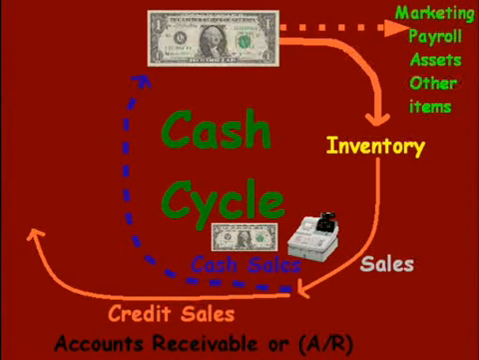The next component is the credit sales, or accounts receivable, and that goes to collection, and then eventually the collected money goes back into our regular cash, which we have the dollar bill here. Now we're going to take a brief look at collection and some of the process behind that.